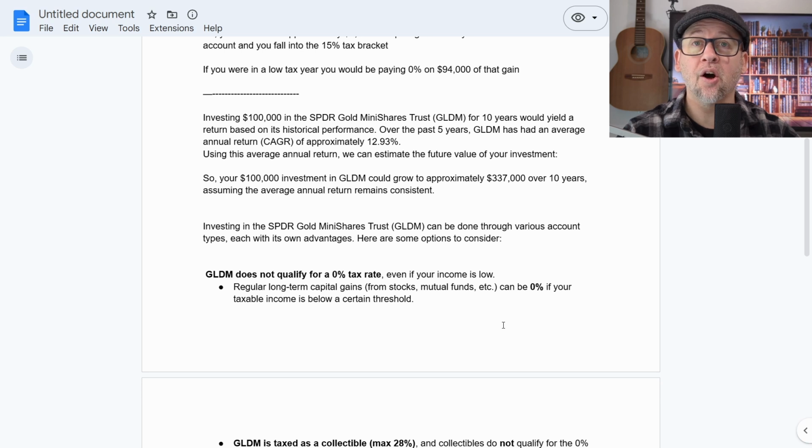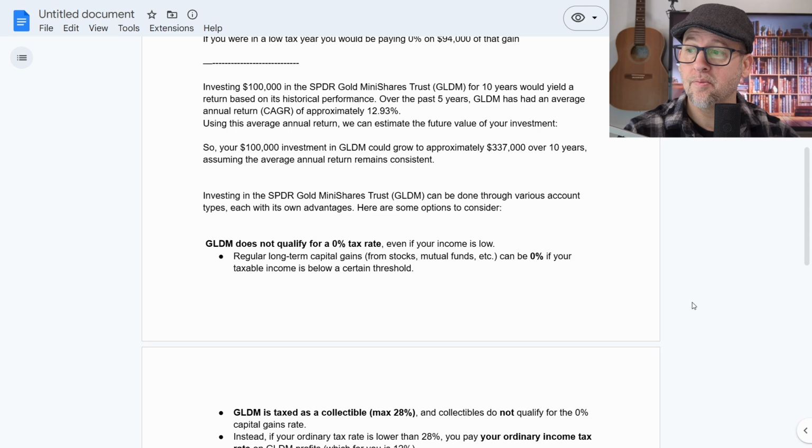So, GLDM does not qualify for the 0% tax bracket. Gold is considered a collectible and can be taxed up to 28%. So GLDM does not qualify for the 0% tax rate. It will hit a max of 28%, even if your income is low. Other investments, regular long-term capital gains from stocks, mutual funds, etc., can be 0% if your taxable income is low enough.